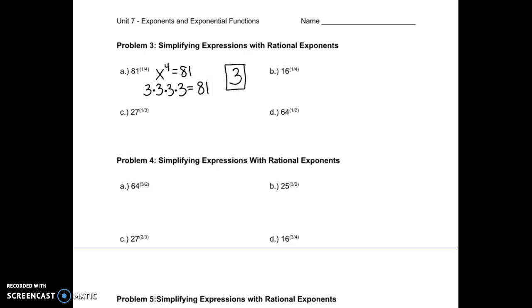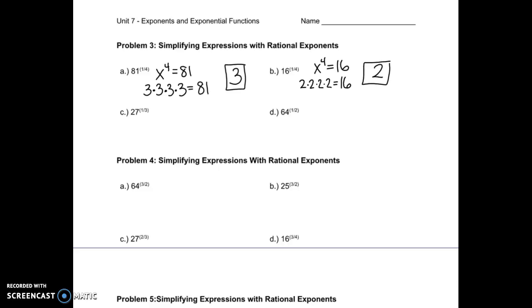Make sure you do these because we're going to use these in the next section. So B says 16 to the 1/4. That means what to the 4th power is equal to 16. So 2 times 2 times 2 times 2 is equal to 16. So our answer is 2.